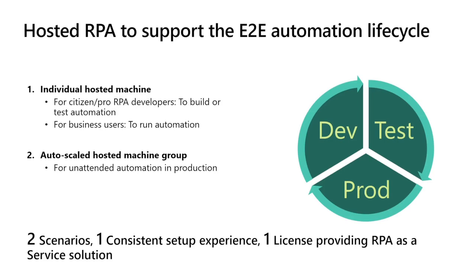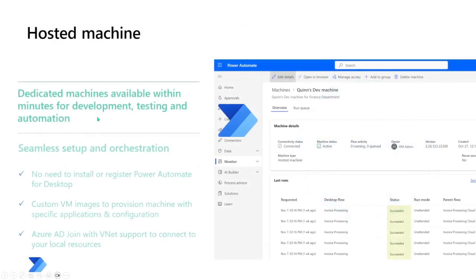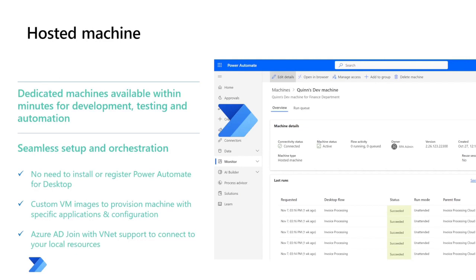The idea behind hosted machines for us is that we've really tried to take this ability to create these hosted machines and these hosted machine groups, and bring them together into one very simple to use wizard-like interface within the Power Automate Maker portal. First one we're going to take a look at is hosted machines. And hosted machines are, as they sound, a dedicated machine that you can spin up and have available within minutes to deploy and start doing automations or testing automations.